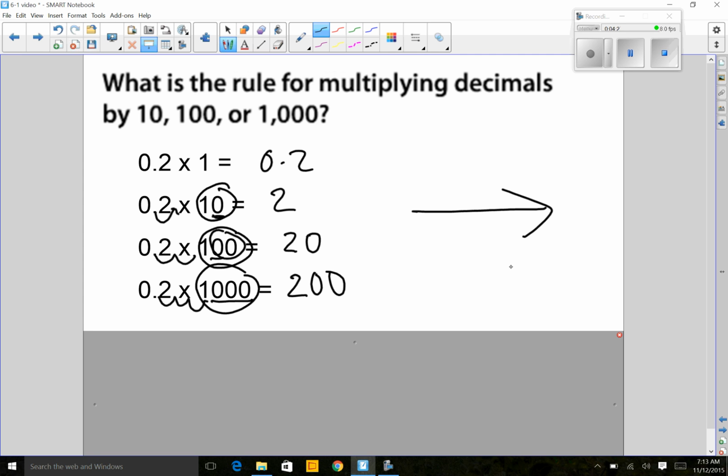If we were dividing by 10, we would go in the opposite direction. So we'll get to that probably in topic 7, I think. We'll talk a little bit about that. But for now, it's just multiplying decimals.